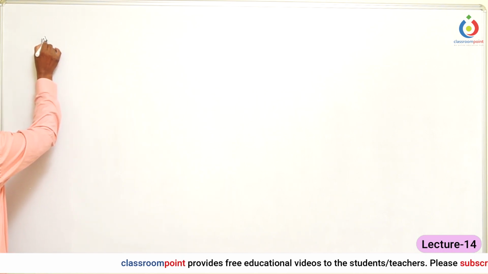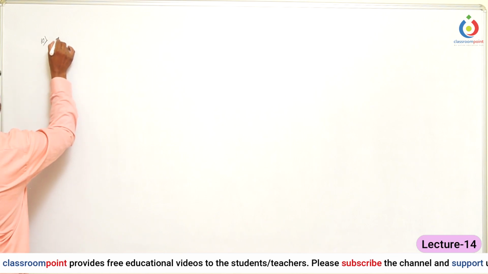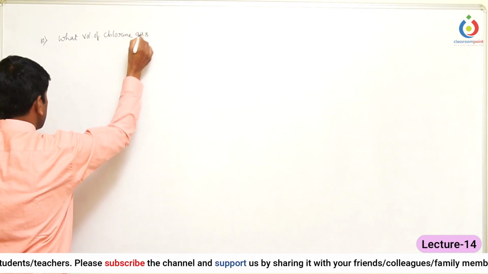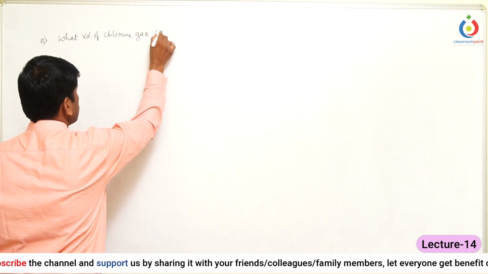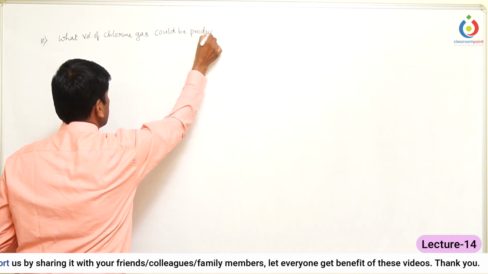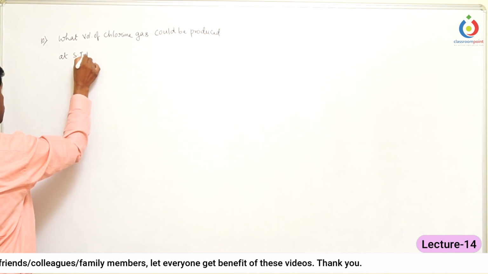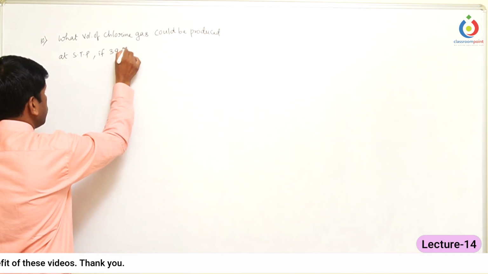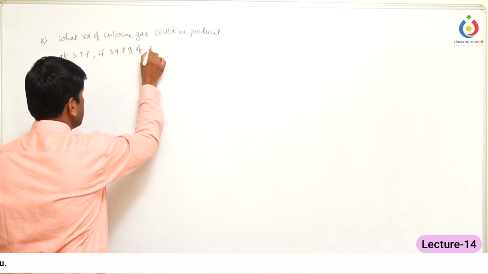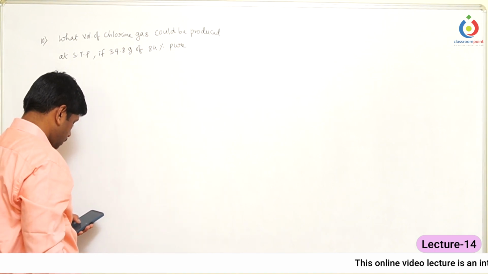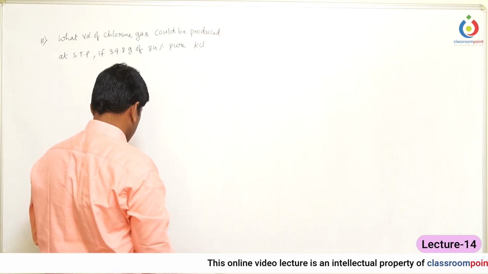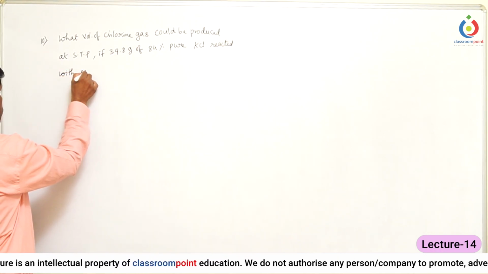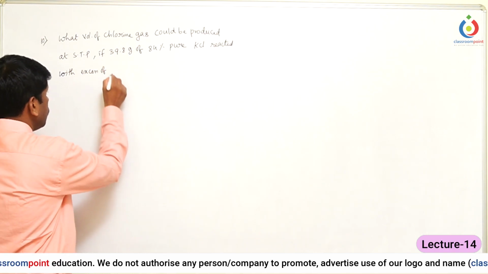Question number 10. What volume of chlorine gas could be produced at STP if 39.8 grams of 84% pure potassium chloride reacted with excess fluorine gas?